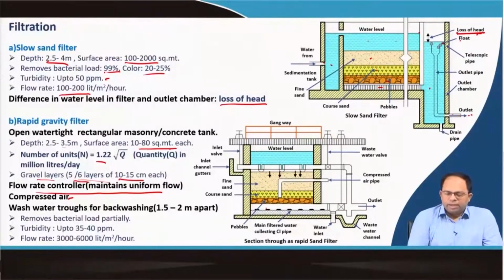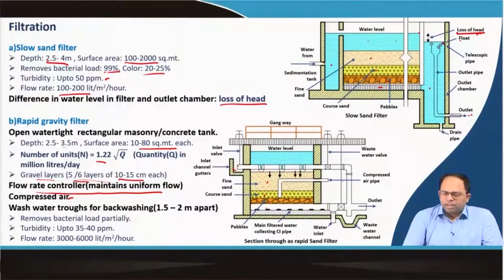In this particular image you can see that there is a gangway at the top from where you can open and control the valves. The first is the inlet channel, then this is the sand filter, then this is coarse sand, then there are pebbles. There could be different designs: all different layers of gravel, or different layers of sand. It depends on what kind of rate of treatment you want. Based on that you can decide on this kind of arrangement.